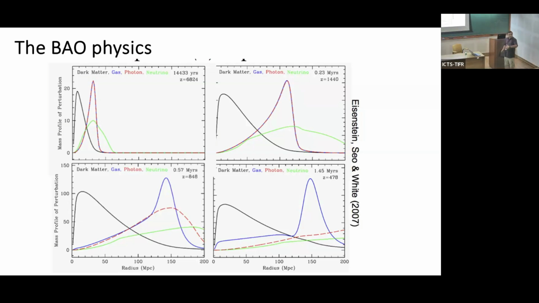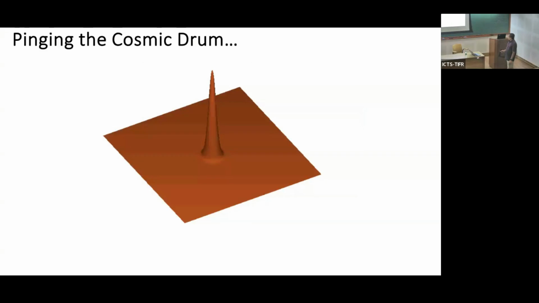At late times, when these galaxies are forming, the photons and the neutrinos are sort of completely background. The baryons are over here, but some of the baryons have been dragged back a little bit over here. And the dark matter, because the baryons are over here, also has a little bit of a spike over there. And remember, the galaxies are formed where there are overdensities. So there will be an overdensity of objects around this region.